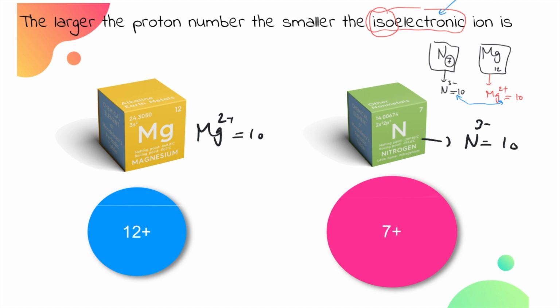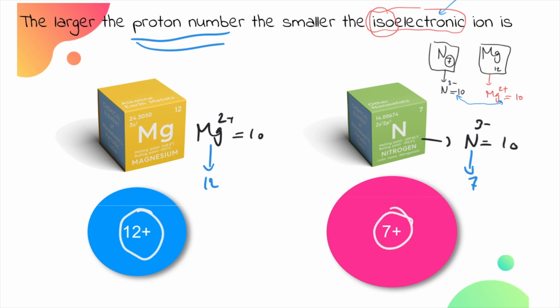So how am I going to figure out which one of these has the smaller radius? It's quite straightforward. Check the number of protons. Remember, protons don't change. The greater the number of protons, that's 12 protons versus 7 protons, the smaller the radius is. So when you're given two isoelectronic species, the easiest way to find the smaller radius is to figure out which one has more protons. The greater the protons, the smaller the radius is.